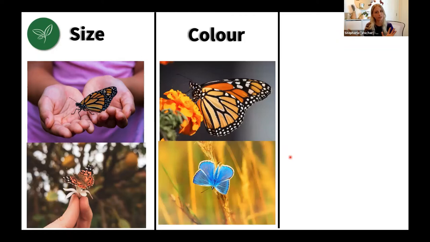The next one is color. Coloration can help you a lot, and it distinguishes between species as well. I will be showing some of the basic colors that each of the families has as well.